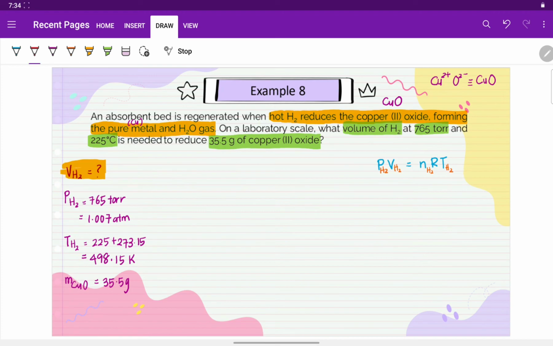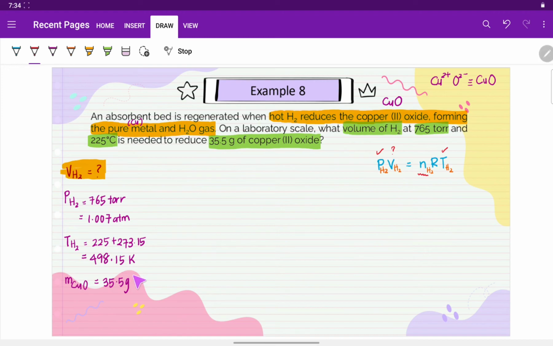Okay, as you can see over here, kalau kita nak gunakan equation ni, kita dah ada pressure 1.007. Kita tak ada volume yang kita nak cari. Okay, number of mole belum ada. Temperature ada dekat sini. Okay, so the only missing information yang kita kena cari dulu adalah kita punya number of mole. Okay, ada tak maklumat untuk kita dapatkan number of mole of H2?